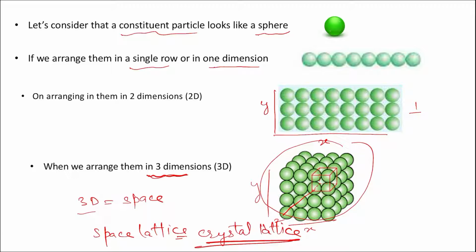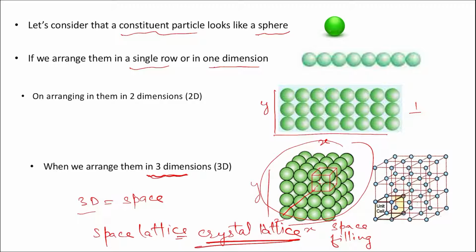This model is actually called the space filling model, and it is very difficult to study using this space filling model. So we can use another model like this, in which we have shown some distances between the constituent particles. Now it becomes easy to understand this, and this is a crystal lattice or the space lattice.